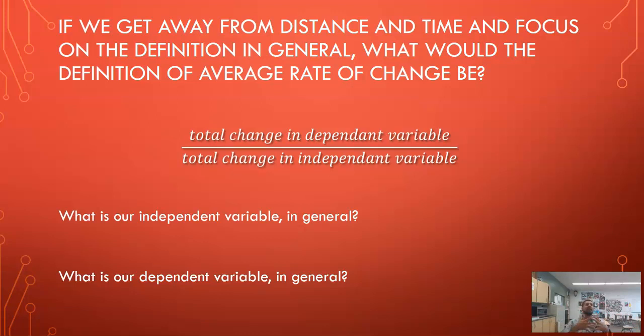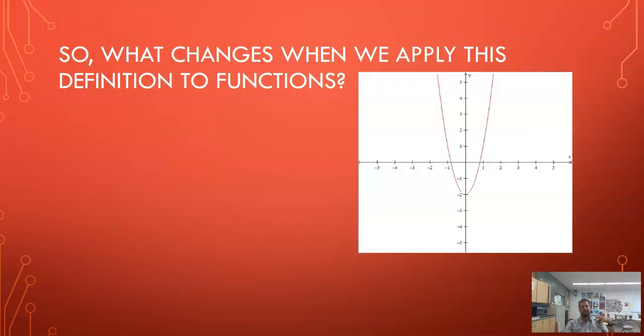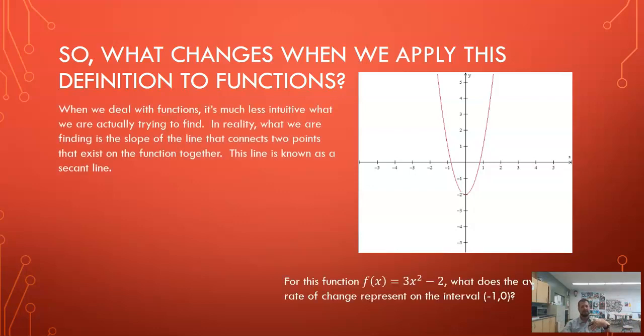But because we won't always be talking about distance and time, and something a little more specific is what our dependent variable is, it's like our y value. Okay? So, when we look at a function like this one right here, for example, we have this parabola. The equation of this function is y equals 3x minus 2. And I ask you about the rate of change of a function like this. It's a slightly different scenario.